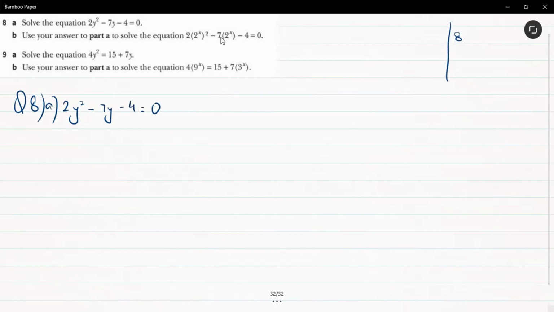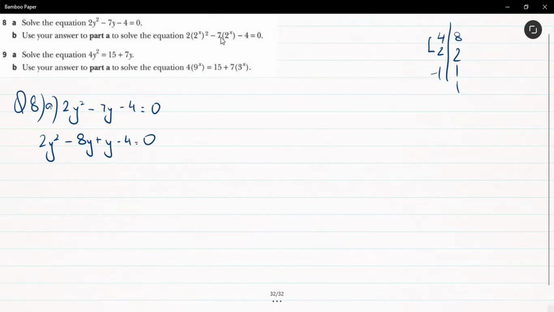So we are going to find out the factors of 8. 4 2s are 8, 2 1s are 2, and 1 1s are 1. So 4 2s are 8, and that will make out the factors. 2y squared minus 8y plus y minus 4 is equal to 0.